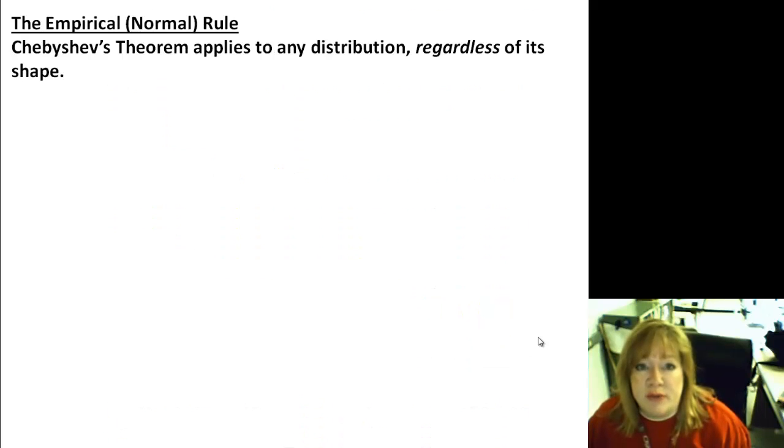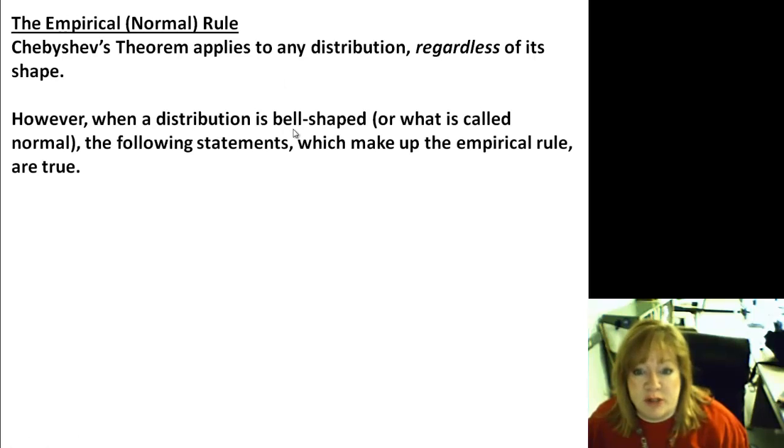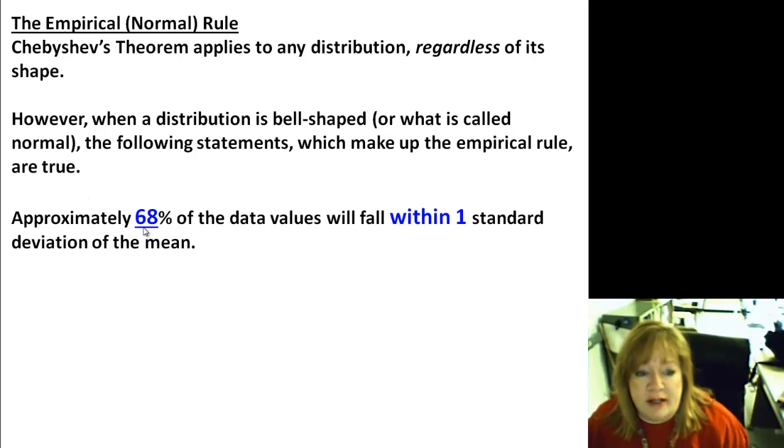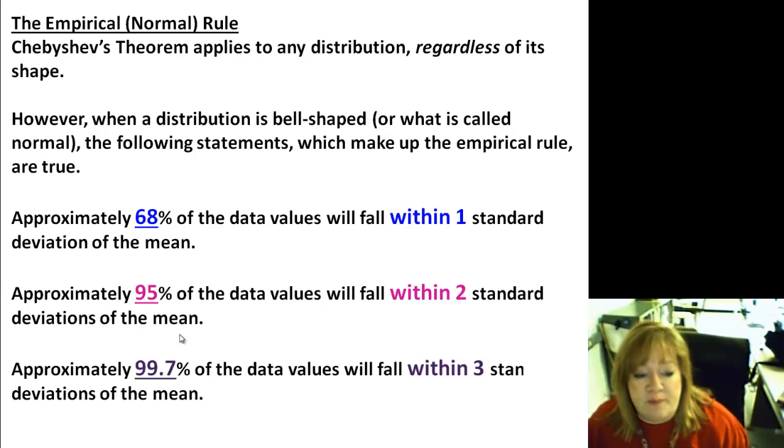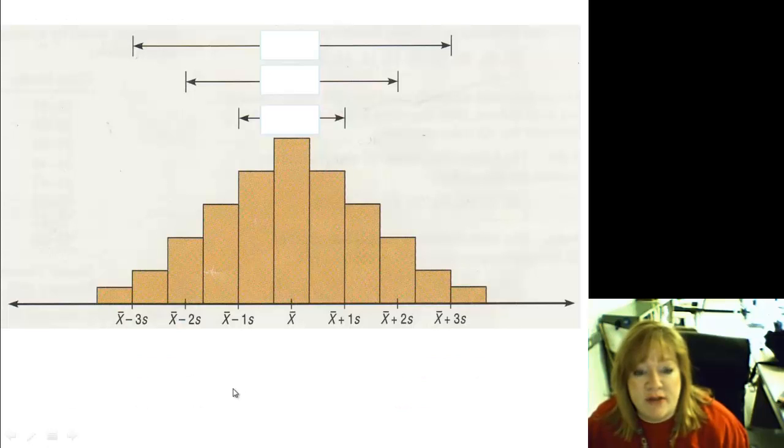All right, empirical rule. Now we're going to hit this just to introduce this to you today, but it will come up again and again later on. Chebyshev's theorem applies to any distribution regardless of its shape. However, when a distribution is bell-shaped, or what is called normal, the following statements which make up the empirical rule are true. This is also how they test to see if your distribution is normal or not. Approximately 68% of the data values fall within 1 standard deviation of the mean, 95% within 2, and 99.7% within 3 standard deviations. So let's look at how this chart looks.